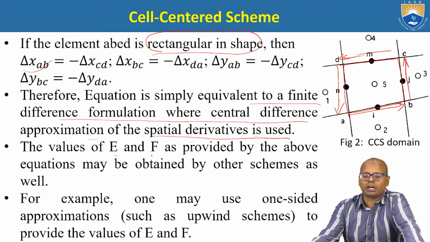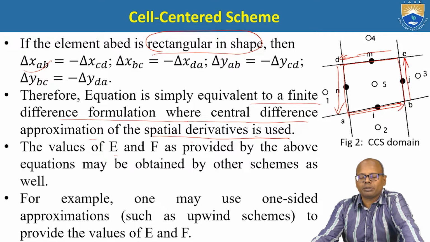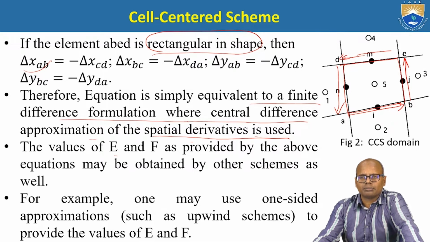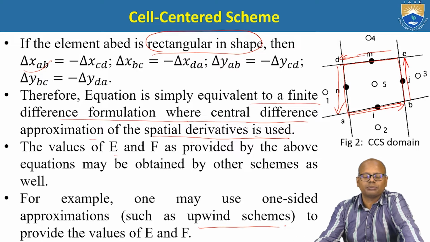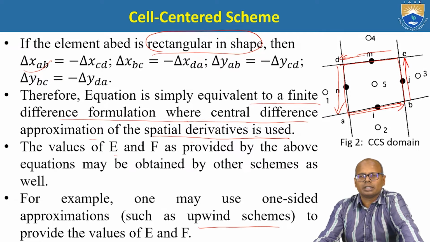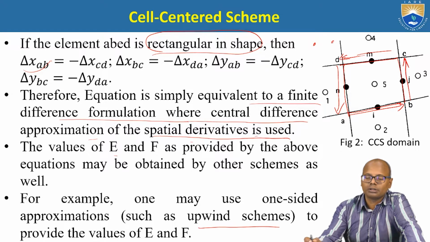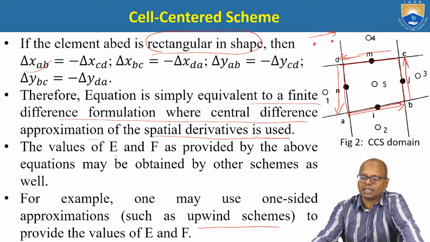The values of E and F provided by the above equation may be obtained by other schemes as well. Here we have seen that we are using the central approach. It can also be done by other schemes such as the upwind scheme or downwind scheme. So what does this upwind scheme mean? Suppose nodes are here, and the flow is happening like this. If the whole flow is happening like this, and I am going up the wind and taking the values, then it is called the upwind scheme.